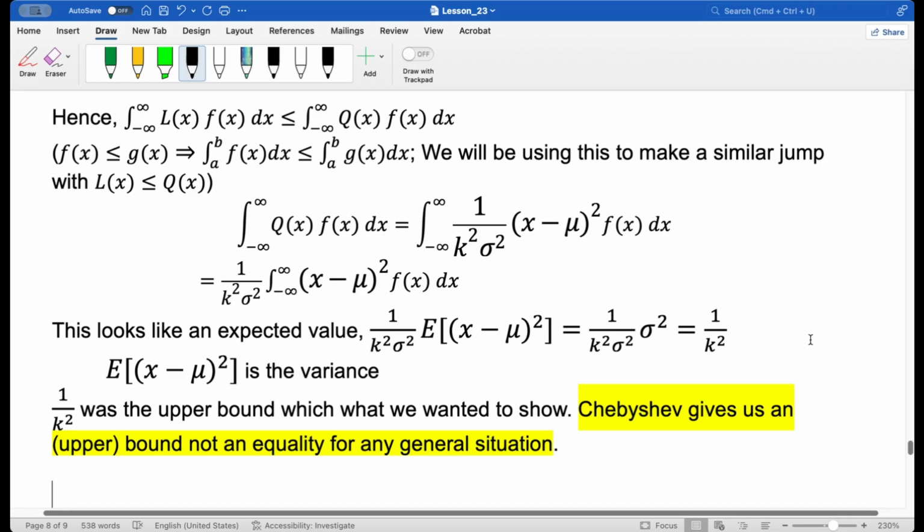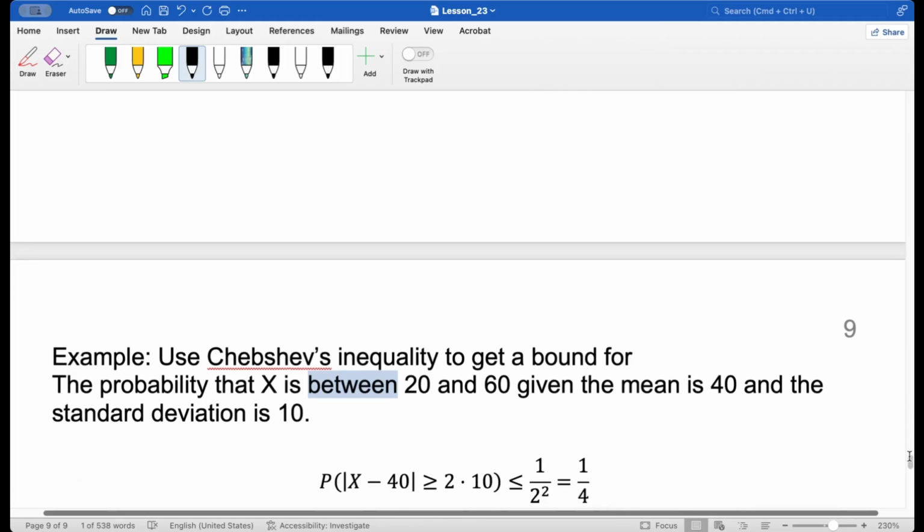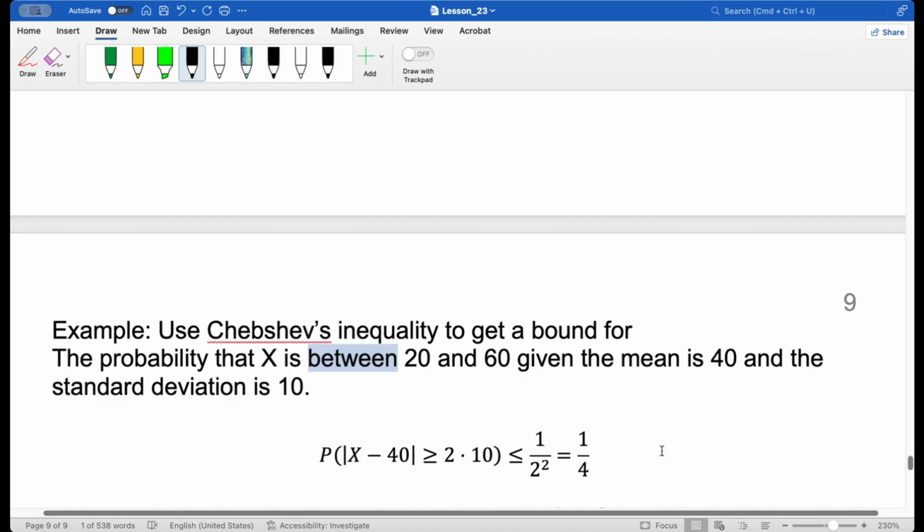So again, Chebyshev gives us an upper bound, but not an equality. All right, let's take a look at a brief example here. Use Chebyshev's inequality to get a bound for the probability that x is between 20 and 60, given the mean is 40, standard deviation is 10. Now, notice this is between. So it's a complementary point of view. We did the proof for more than a certain number of standard deviations. So this is going to be less than.